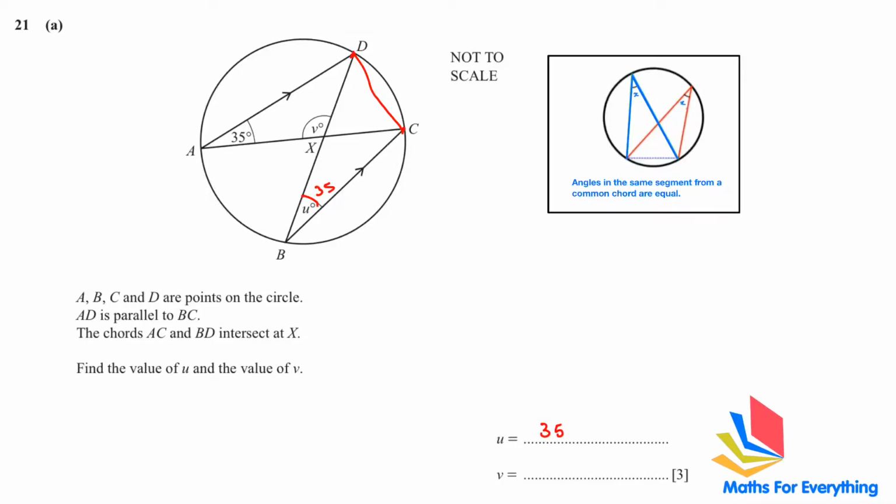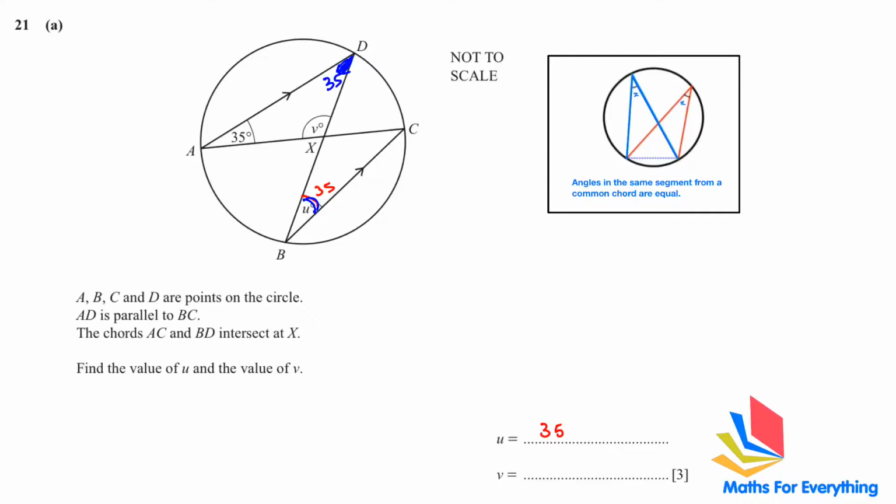Next, we have to find the value of V. These lines are parallel lines. If you have parallel lines and they are cut by a transversal, the alternate angles theorem tells us that these two angles are going to be equal. So if this is 35, even this is going to be 35.